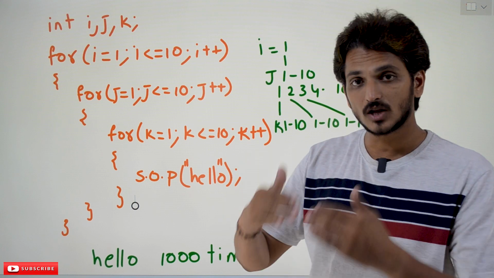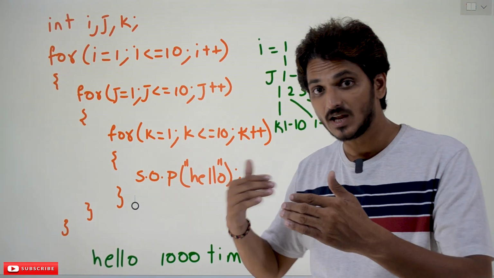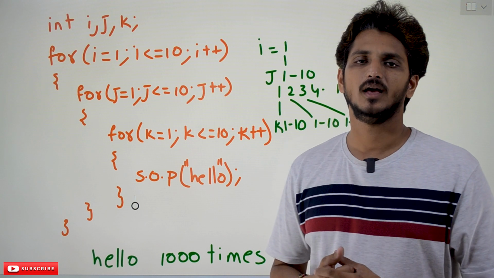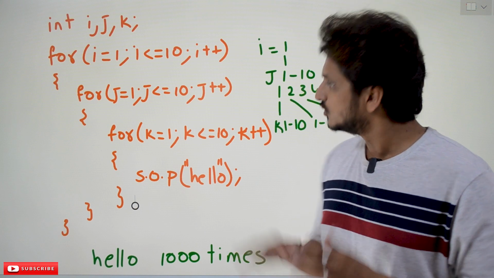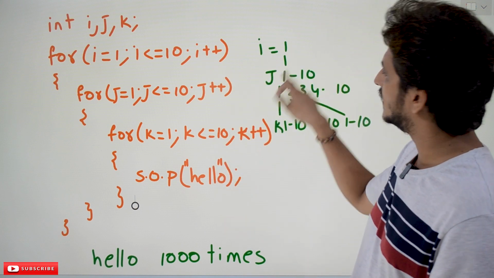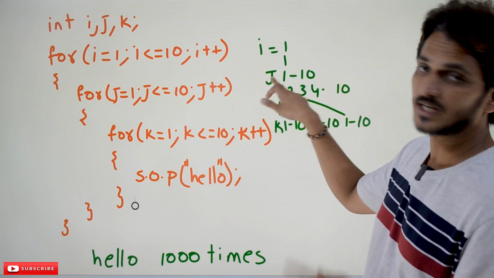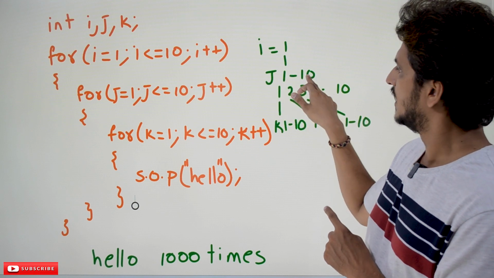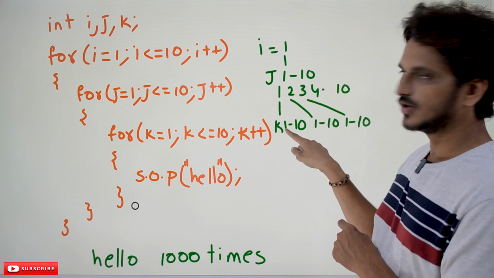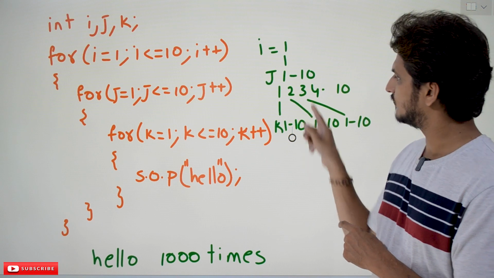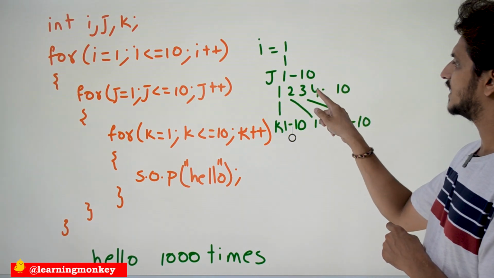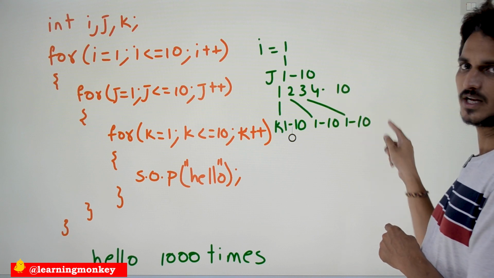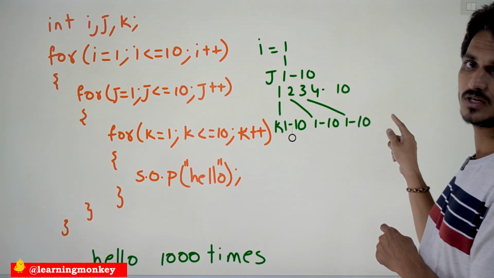So loop within the loop within the loop. Any number of levels can be made. According to your requirement, you can choose any number of levels. So you have to concentrate. For i is equal to 1, the jth loop is going to be executed 10 times, from 1 to 10. For j is equal to 1, k is going to be executed 10 times, 1 to 10. For j is equal to 2, 10 times. j is equal to 3, 10 times. j is equal to 4, 10 times. j is equal to 5, 10 times. j is equal to 10, 10 times.